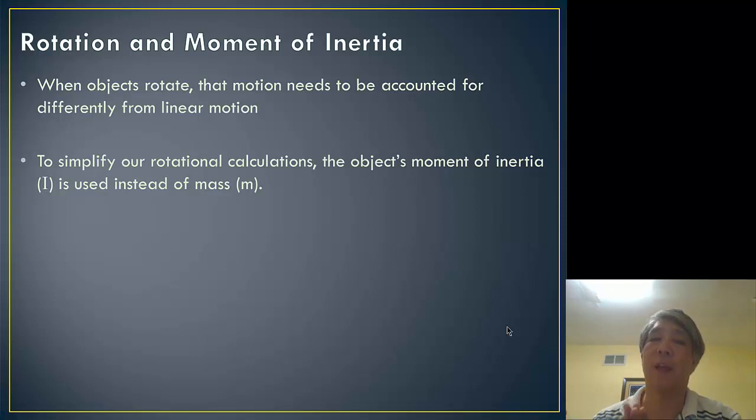The way we account for that is by calculating the moment of inertia of the object. That moment of inertia will be used instead of the object's mass m, but we can then multiply that by angular velocity or angular acceleration to get our energies and our momentums.